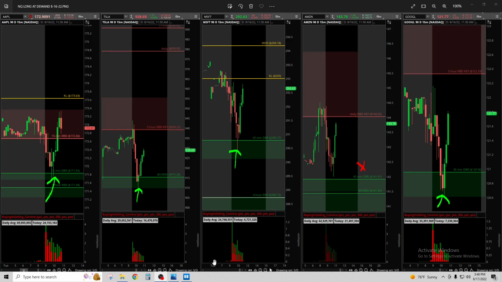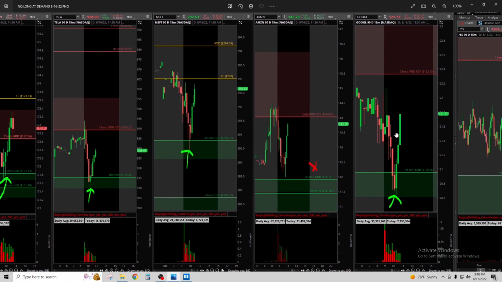So these are the 5 equities that I watch on a daily basis. I watch Apple, Tesla, Microsoft, Amazon, and Google. So at the time of Nasdaq coming into demand, Apple was coming into demand, Tesla was in an area of buyers. I did not want to classify it as demand, but I did want to chart it out on the zone as an area where buyers have shown presence in the market. Microsoft also came into a 45-minute demand zone. Amazon missed demand by a little bit, and then Google was also inside a 45-minute demand zone.